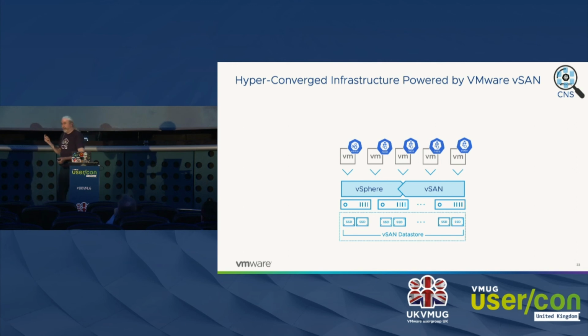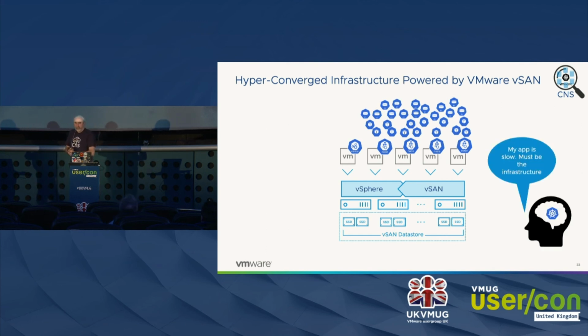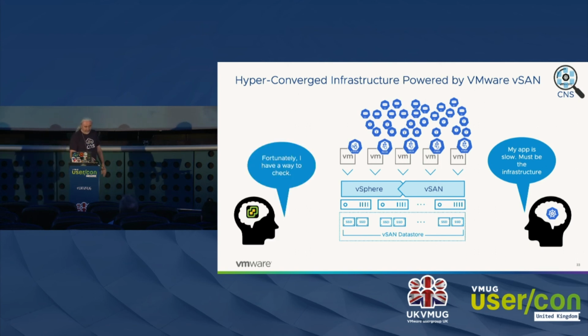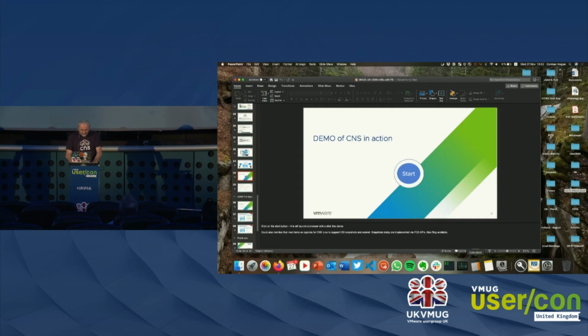So now your developers say, oh, Kubernetes, great, I'll have a bit of that. They start deploying out workloads and pods, and they realize that they can do persistent storage. So they have loads of persistent volumes deployed as well. And now they come along and say, my app is running slow. It can't possibly be my software. It has to be the infrastructure. And so now, thanks to 6.7 U3, CSI and CNS, we have a way of looking at that. So what I have for you now is just a demo of the CNS in action.